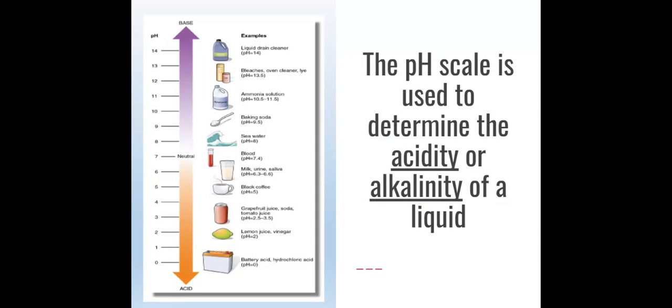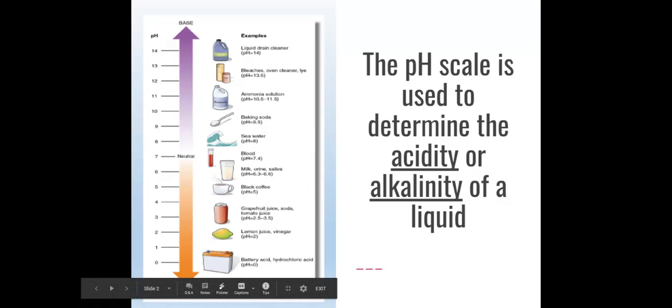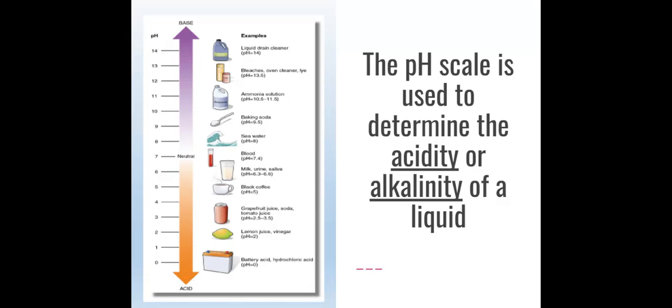So, the pH scale is just used to determine the acidity or alkalinity of a liquid. Alkalinity means how basic something is. This is an example of the pH scale and where things fall on it over here in this left-hand corner. If you'd like to take some time and pause this video and look through and see where each of these items falls on the pH scale, that'd be great. Some of these should be really familiar to you, right?